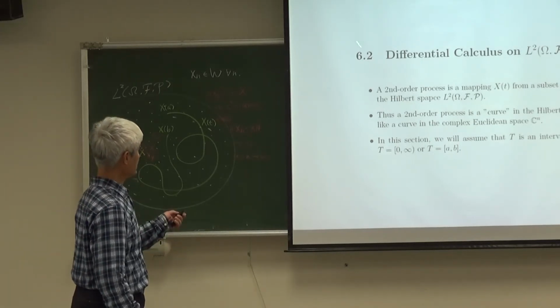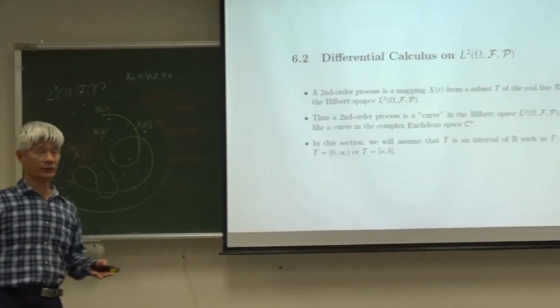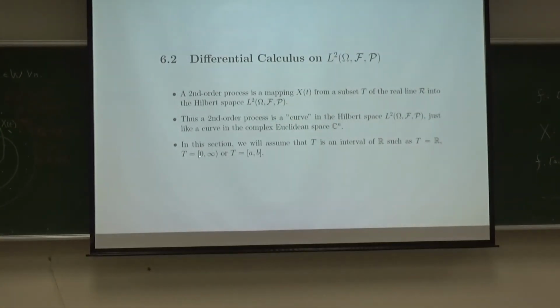And in this section, in L2, we will assume T is an interval. For example, T is the whole real line, or T is just this semi-infinite ray, or T is just an interval, just like [a, b]. Anyway, it's just an interval. Any questions?